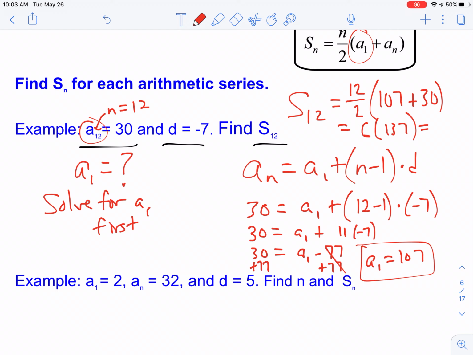6 times 137 is 822. So sometimes you have to use both formulas that we learned. You have to use the formula from lesson 5.1 and the formula from this lesson 5.2 in conjunction to solve. And I'll see you in the next video.